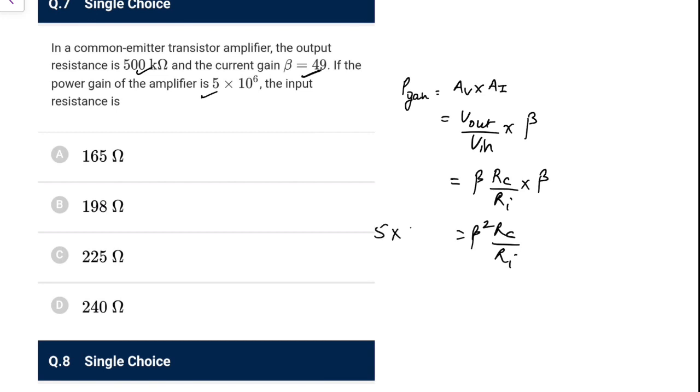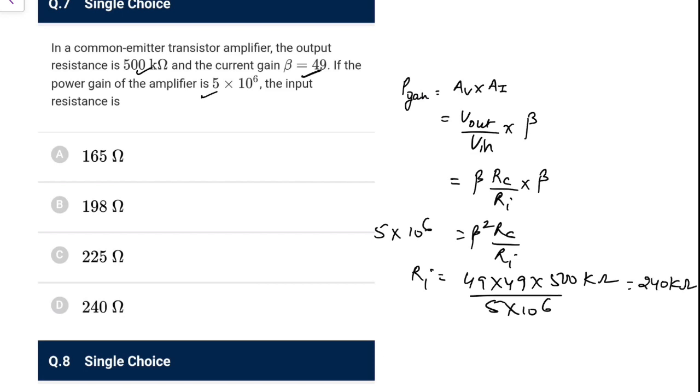So this is 5 into 10 to the power 6. So RI would be beta square, 49 and 49, RC is 500 kilo ohms, and 5 into 10 to the power 6. So now you can do it. This is almost 50, and this is 50, that closer to 250 it would be, and it would be 240 kilo ohms if you calculate it completely, not kilo ohms, sorry, it would be of the order of ohms. Okay, so standard application of the basic formula.